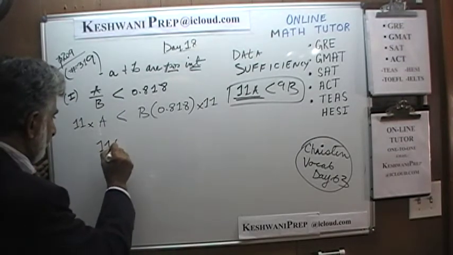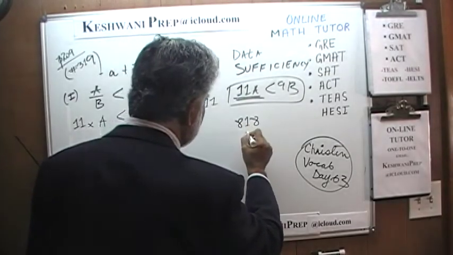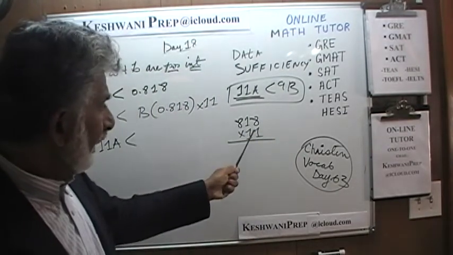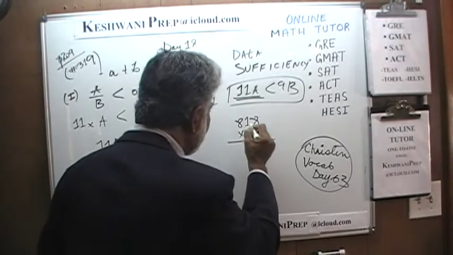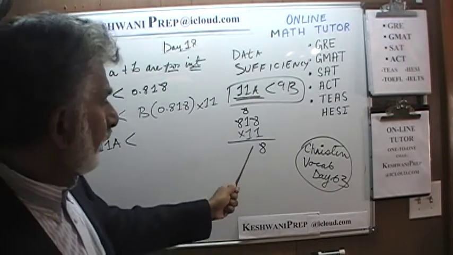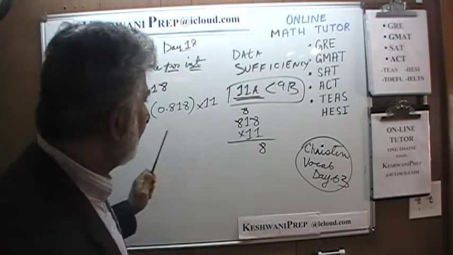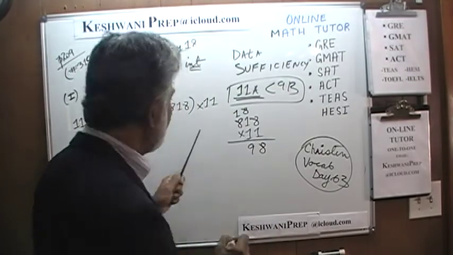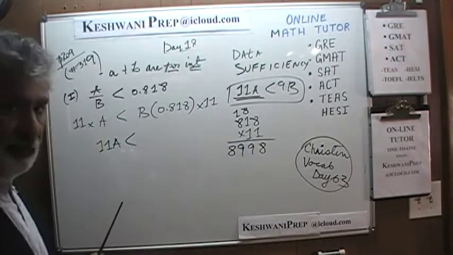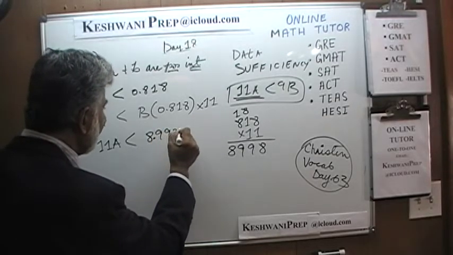So 11 times A is less than, all you have to figure out is what that is. So 818 times 11. Stay with me in the story. Here we go. 11 times 8 is 88. 8 carry 8. You understand what we're doing here? We're not multiplying one digit at a time. I'm just multiplying by 11 altogether. 11 times 8 is 88, 8 carry 8. 11 times 1 is 11 plus 8 is 19. 9 carry 1. 11 times 8 is 88. 88 plus 1 is 89. Well, there you go. So what we find here is that 11 times A is less than 8.998B.